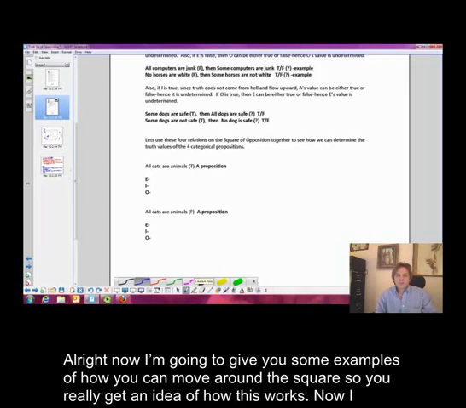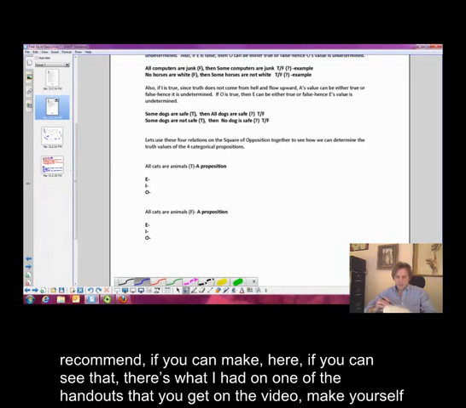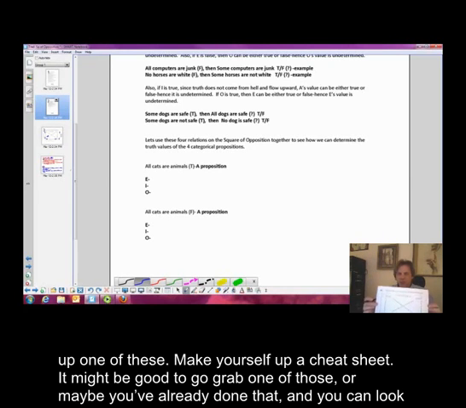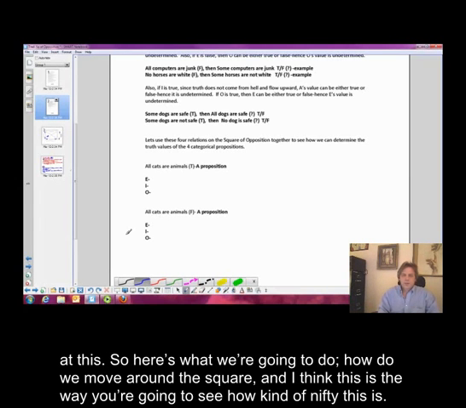Alright, now I'm going to give you some examples of how you can move around the square so you really get an idea of how this works. I recommend you make yourself up a cheat sheet, like the one on the handouts you got. It might be good to go grab one of those, or maybe you've already done that and you can look at this.